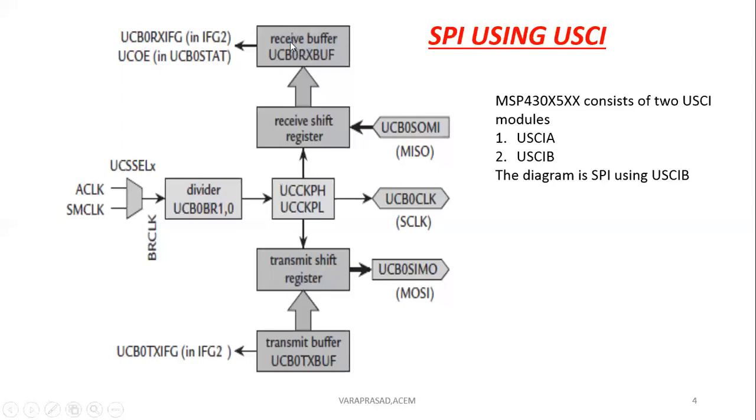Once the receiver buffer receives all the 8 bits, then we can generate the interrupt flag, that is UCB0RXIFG. RX means receiver, IFG means interrupt flag. So that indicates we have received the total 8 bits. So this is the SPI using USCI. Okay, then go to the next one.